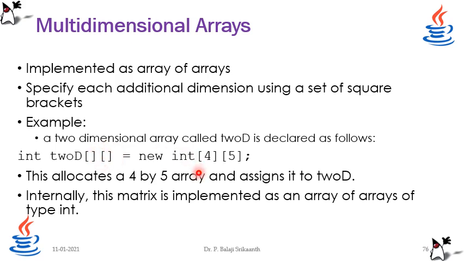And what is the size of each dimension? 4 rows and 5 columns. This allocates a 4 by 5 array and assigns it to the variable name twoD. Internally, this matrix is represented as an array of arrays of type int.